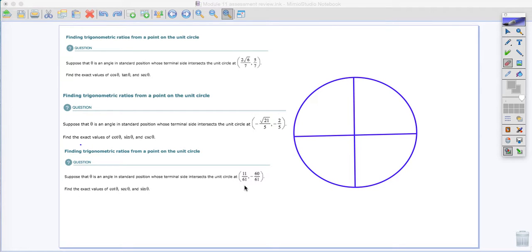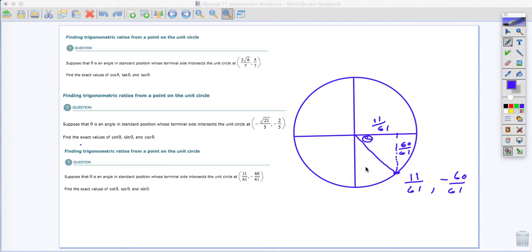So we're going to do question 3 here. Suppose that angle theta is in standard position and intersects the unit circle at (11/61, -60/61). So that means we are in the 4th quadrant. I'm going to draw my angle in the 4th quadrant. So this ordered pair is 11 over 61 and negative 60 over 61. So here's our value of theta. Our x coordinate is 11 over 61, so that's that distance. And this distance is 60 over 61.